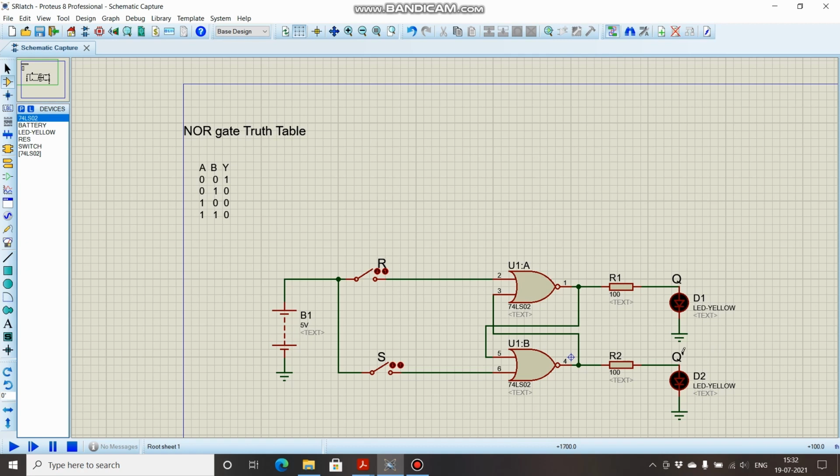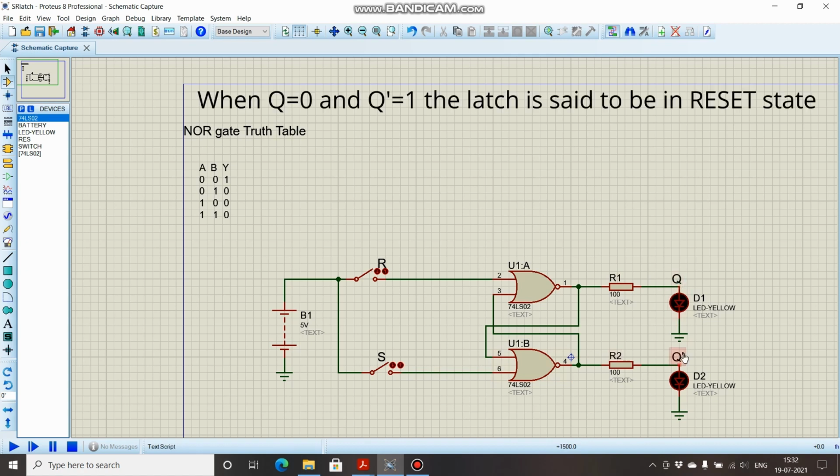Now coming to the case when R is 1, S is 0. When R is 1, the output is obviously going to be 0. So Q is 0 and S is 0. So with 0 and 0, we will have 1. So Q is 0, Q bar is 1.